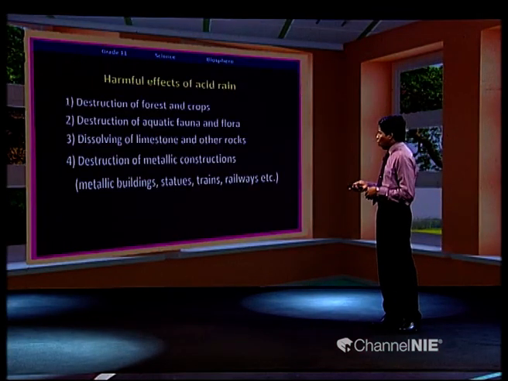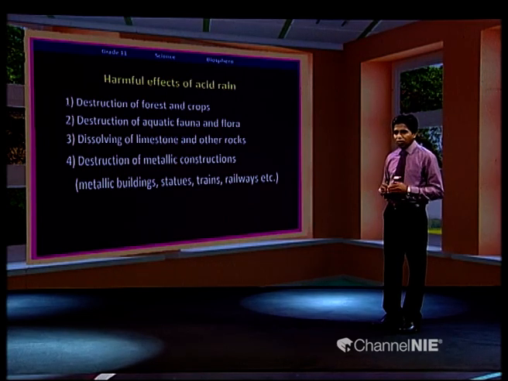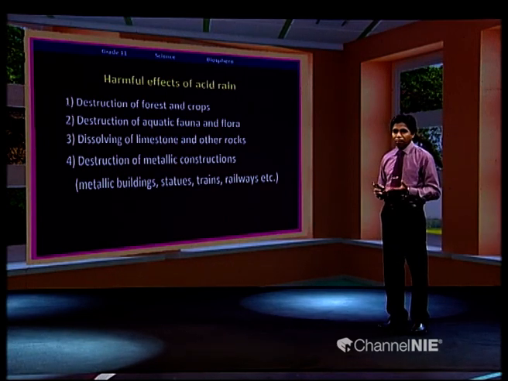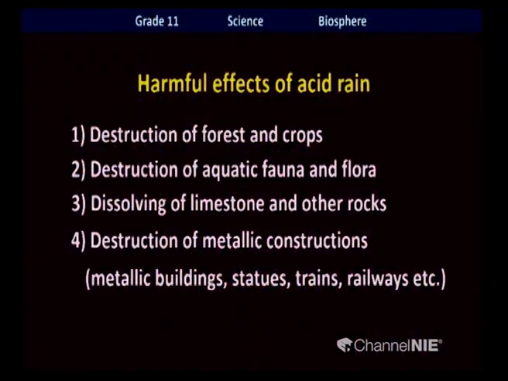Number 4, destruction of the metallic constructions. Acid rain can dissolve metallic constructions. Example, railway lines, vehicles, corrosion of vehicles increases, and metallic constructions, flyovers, bridges and others get eroded. So it will be an economic loss, and we have to repaint them, we have to reconstruct them. That is an economic loss to a country. Example, metallic buildings, statues, ancient ruins can get dissolved.